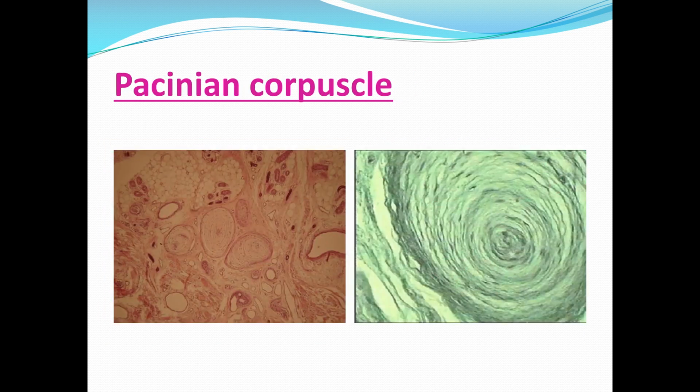Also, Ruffini corpuscle is for stretch and torque sensation. End bulb of Krause is for cold temperature. Free nerve endings are for fine touch, heat, cold, pain sensation and hair movement.